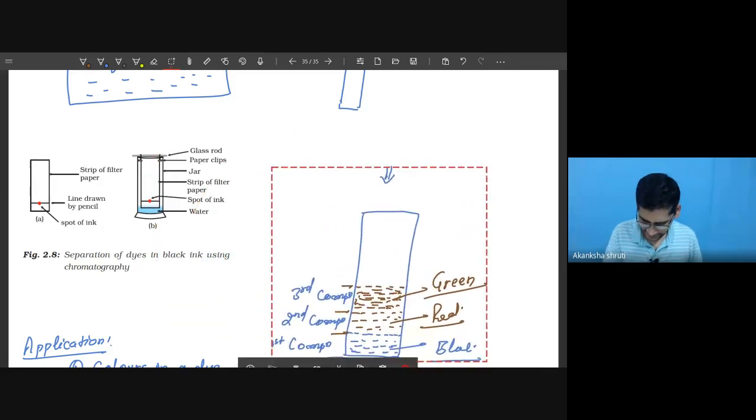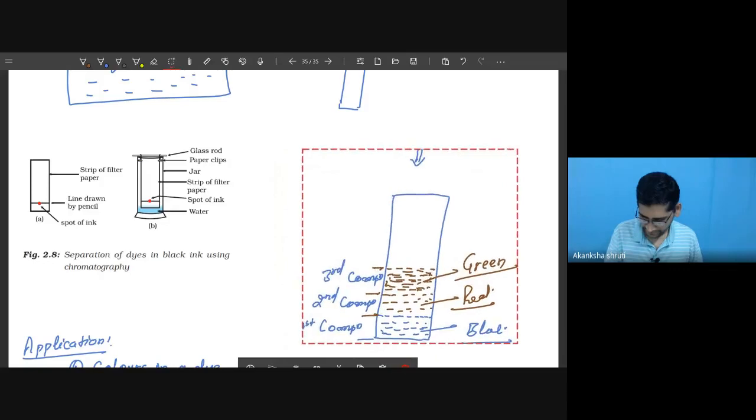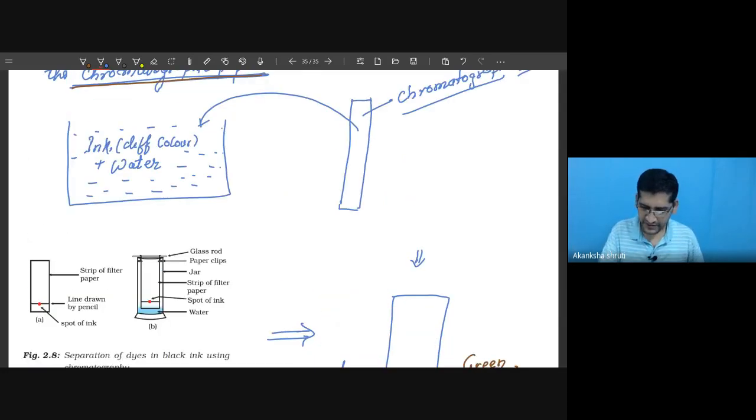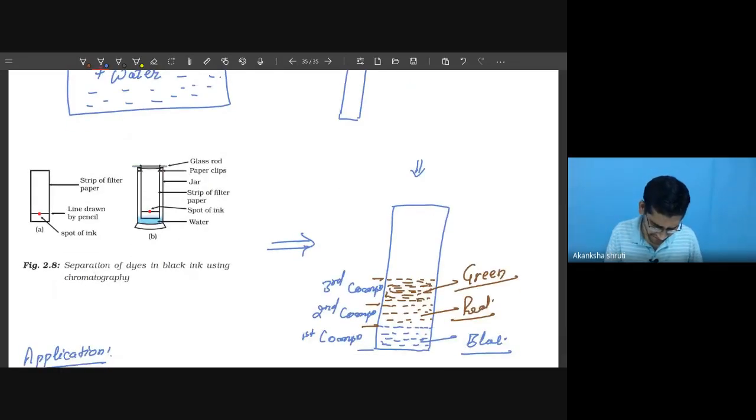So lastly, it becomes like this. It is these two things. Means first this chromatographic paper is dipped into this. The same thing is also shown here. So a spot of ink is observed. When this is dipped into this, these different components are obtained.